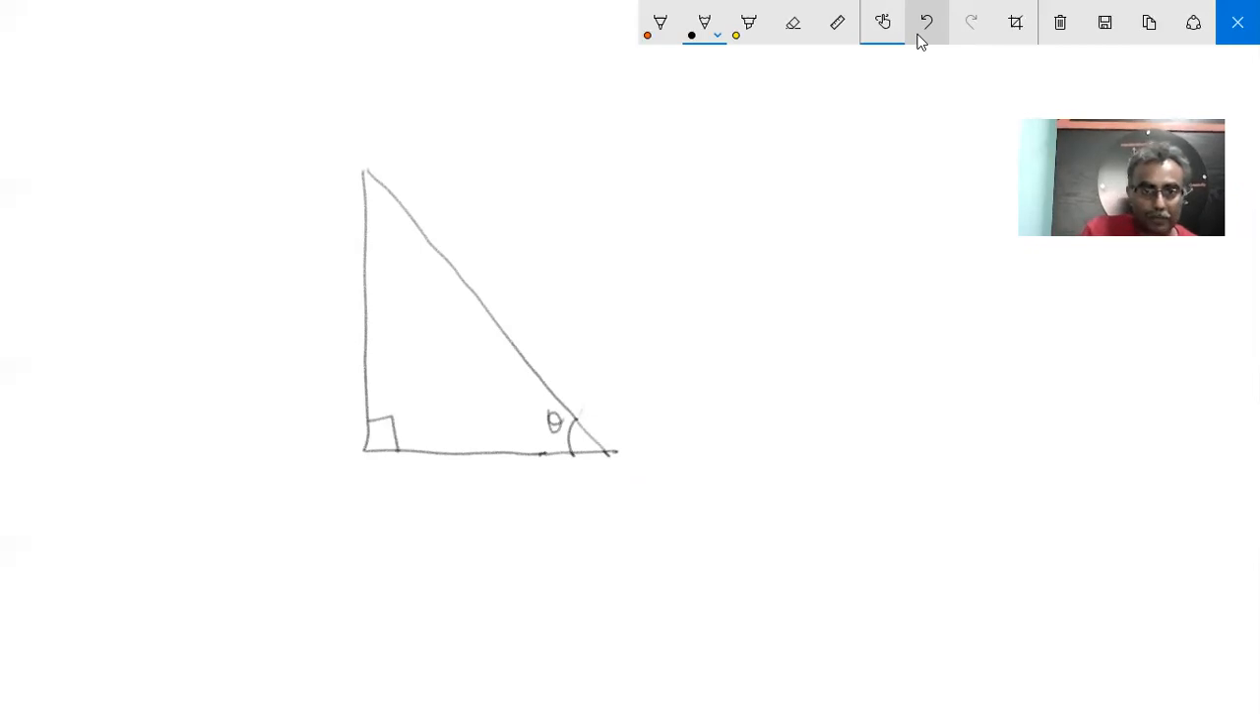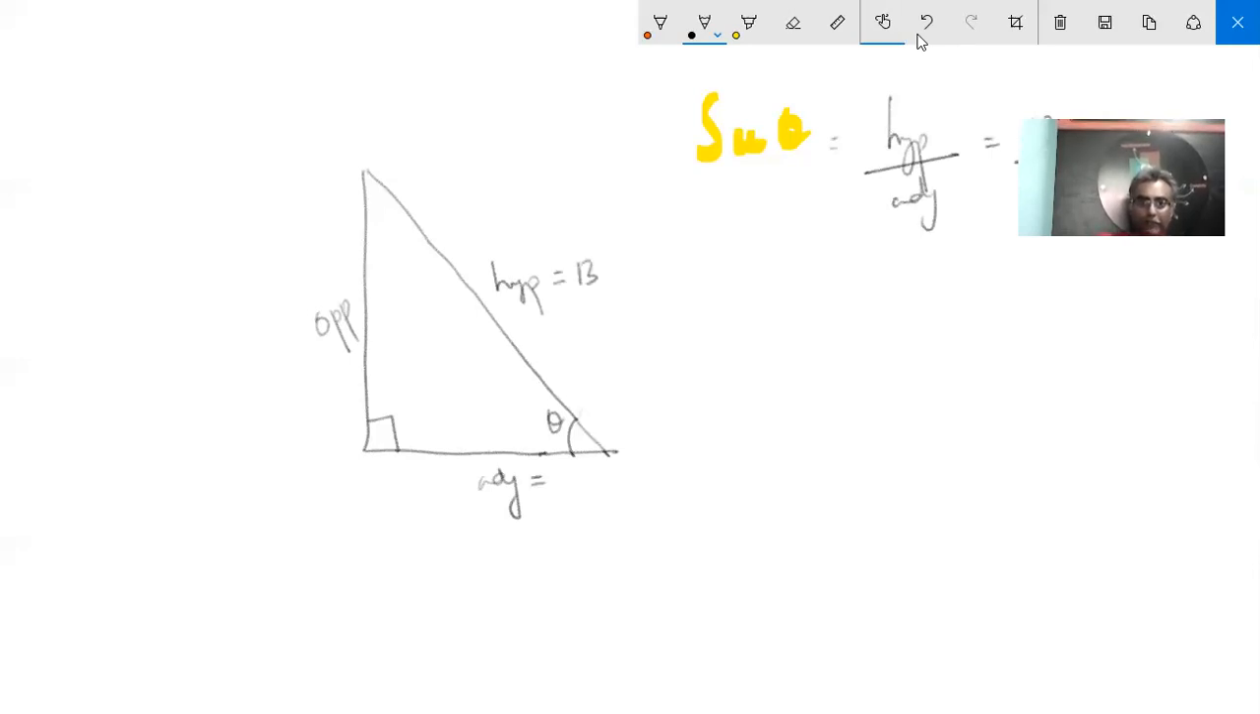Now, which is hypotenuse? This is the hypotenuse. This is the opposite side. This is the adjacent side. All right. No issues there. Secant theta is equal to, what is the formula? Secant theta is hypotenuse by adjacent. So how much? He's saying secant theta is 13 by 5. So hypotenuse is equal to 13. Adjacent is equal to 5.